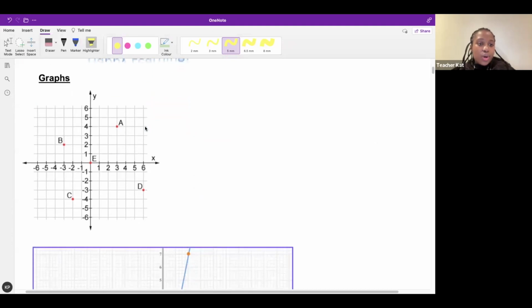Today we're doing graphs. So we've done all types of representations of functions and relationships. And just to remind us, that would be the flow diagram, the table, the algebraic equation, and today we're doing graphs, which is the last of the 4 types of representations of functions.